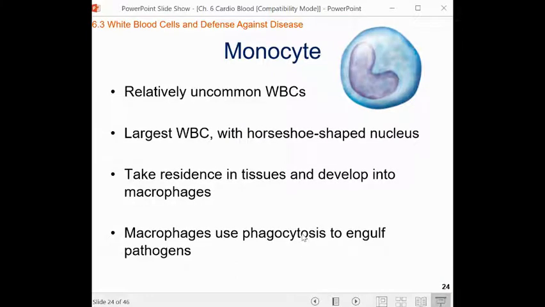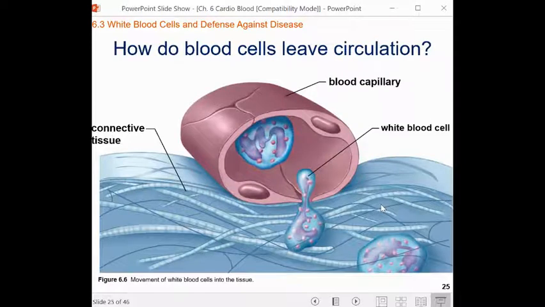And then your monocytes, relatively uncommon. They're the largest of the white blood cells. They have a horseshoe-shaped nucleus, and they take residence in your tissues and develop into the macrophages. And these are used to engulf pathogens.